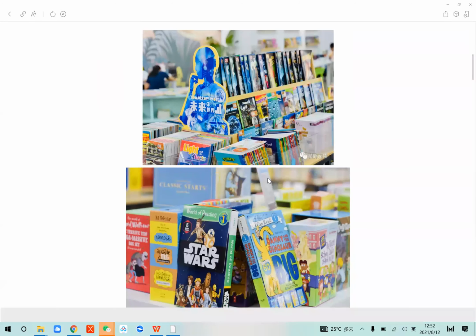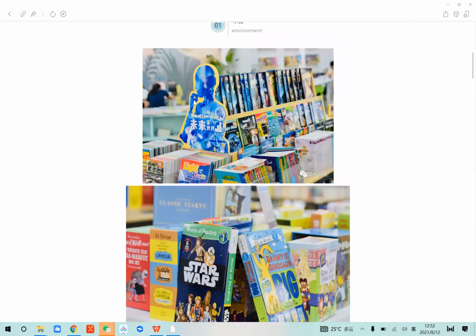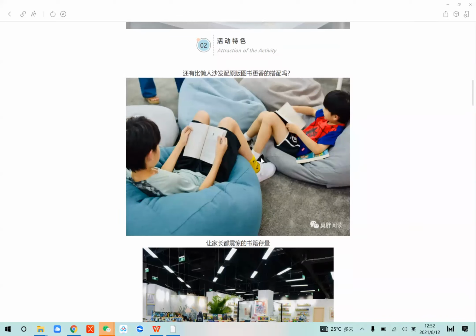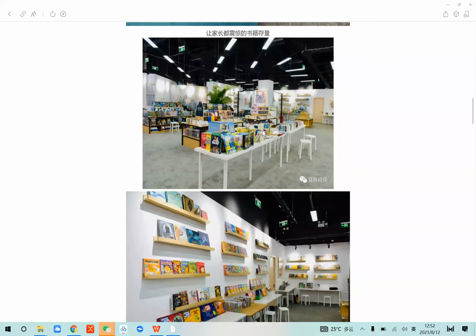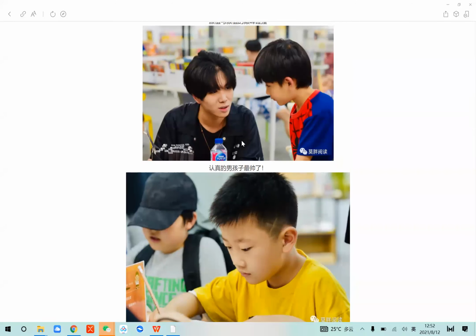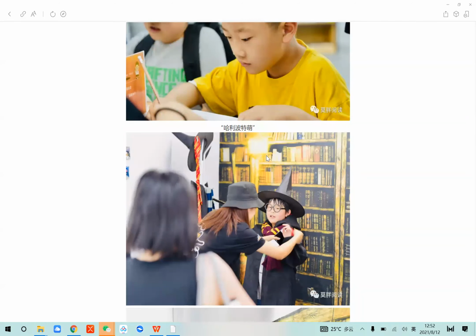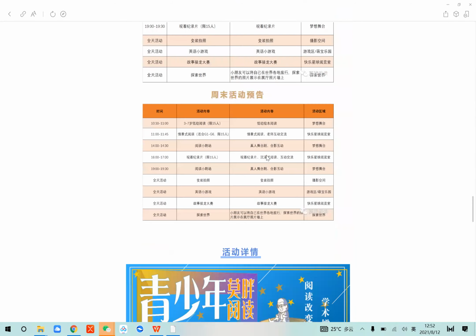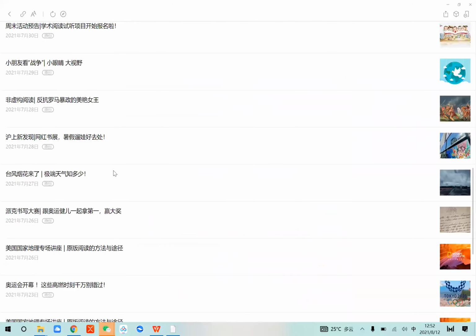Here are some pictures about our current book exhibition. This is about the future world. Here the kids can lie on the sofa very comfortably. Yes, we have many books exhibited. We also have some volunteers to coach the kids to read. And you can also change into costumes like Harry Potter, etc.